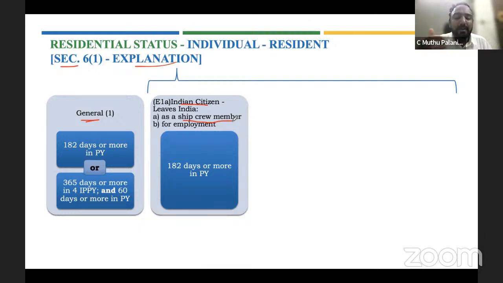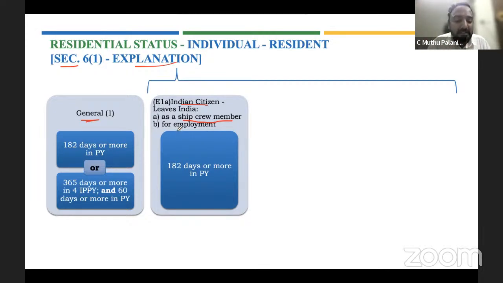What do you mean by ship crew member? It is an Indian bound ship. It is coming to India or going out of India. It could be carrying passengers or goods or whatever, but it is an Indian bound ship. Now, on this ship someone is traveling as a crew member. So the period from the joining date to the last date in the ship should be excluded from the calculation. As a ship crew member, you should only include the period where you are on land, not the period that you are in the ship.